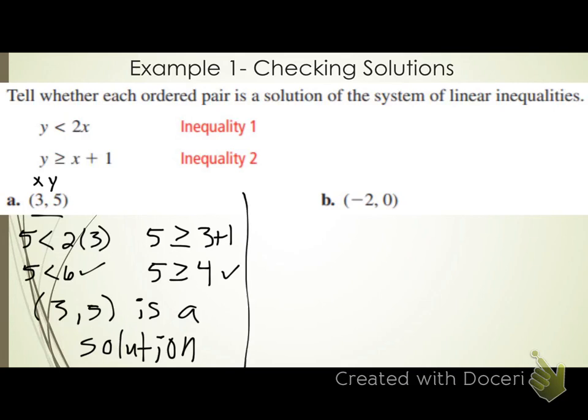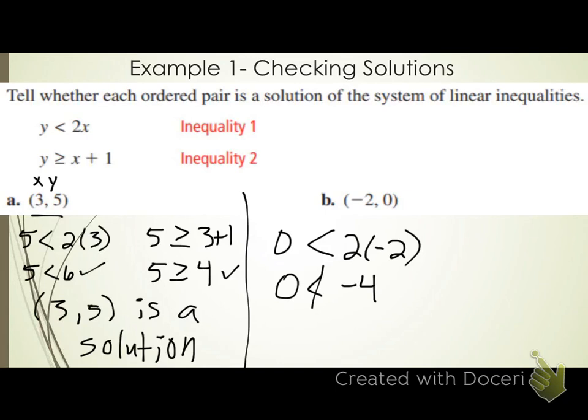All right. Same system of inequalities, different ordered pair, (-2, 0). Same concept, right? Just going to plug the x value in for x, the y value in for y. So what's being plugged in for y here? 0. And then x is negative 2? Negative 2 in for x. Very good. What is 2 times negative 2? Negative 4. 0 is less than negative 4. Is that a true or false statement? It is false. 0 is not less than negative 4.